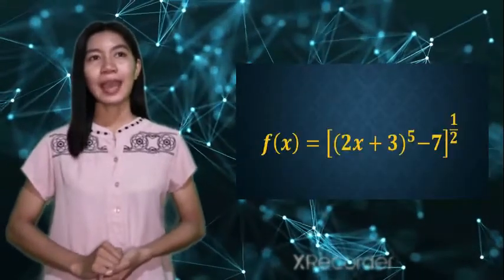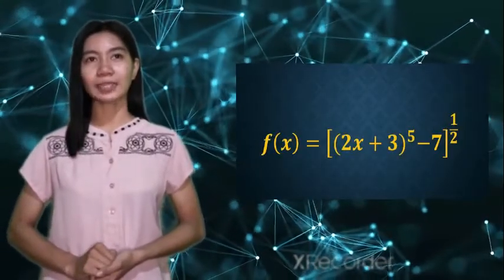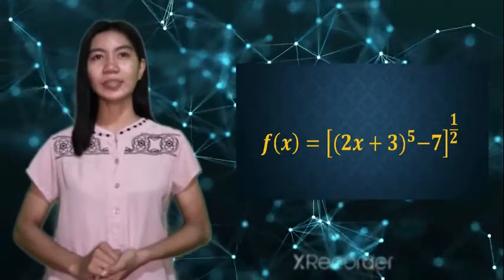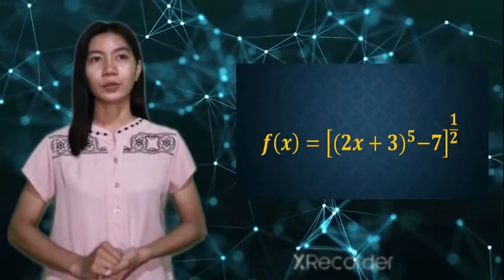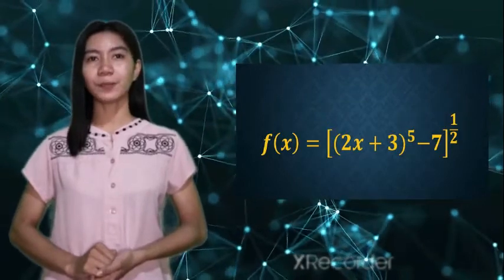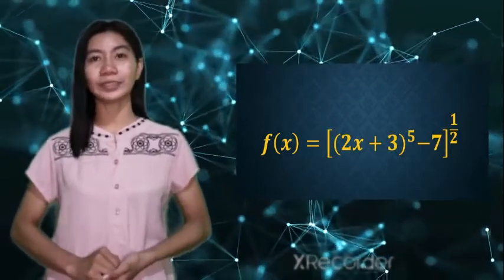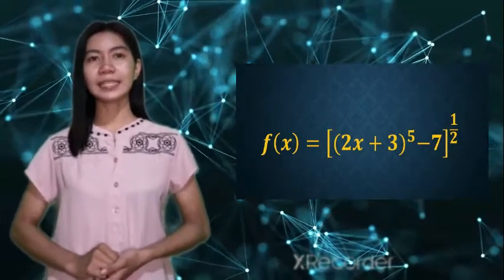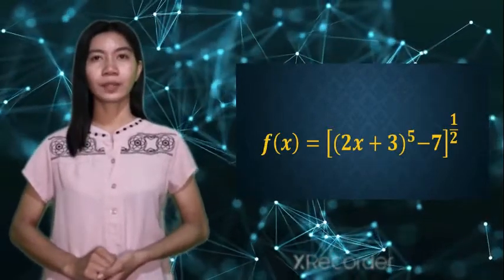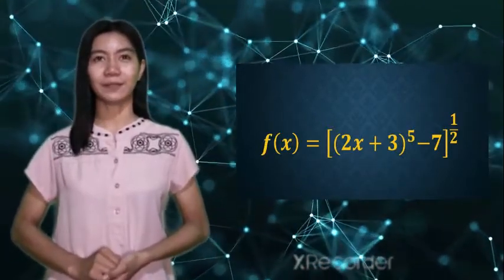Let us rewrite the function. We will have f of x equals (2x plus 3 raised to 5, minus 7) raised to 1/2. So now, you notice that we have big parentheses followed by the exponent of 1/2. This means we have to use the chain rule to take the derivative. Parentheses followed by an exponent is a clear indication that we have to use the chain rule.